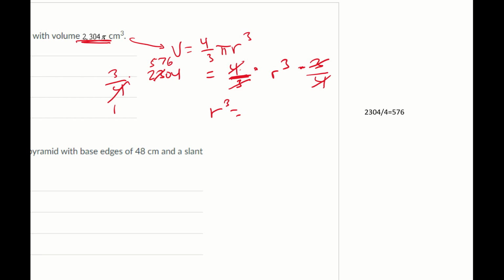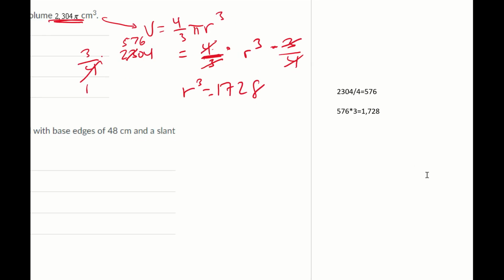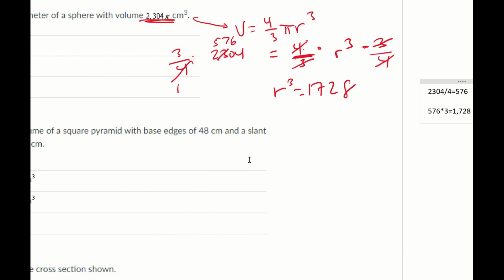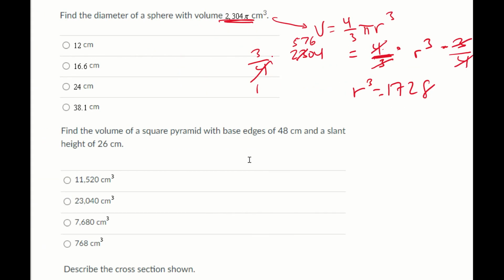And you can do 576 times 3, which is 1728. There you go. And then we can do the cube root of 1728. We're going to do the cube root of both sides. Now you can do this on the calculator, and it should be a decimal. We're going to see which one works for that.